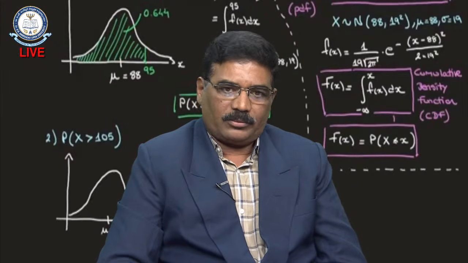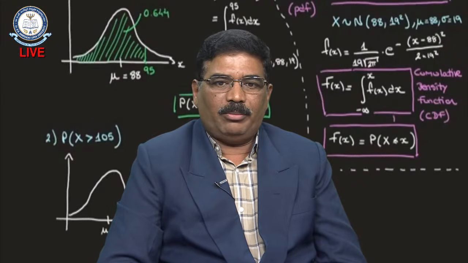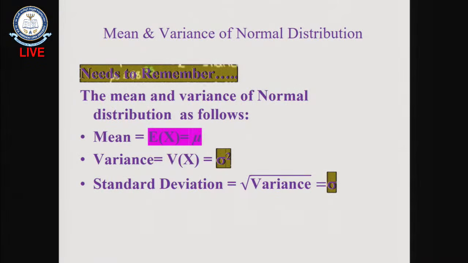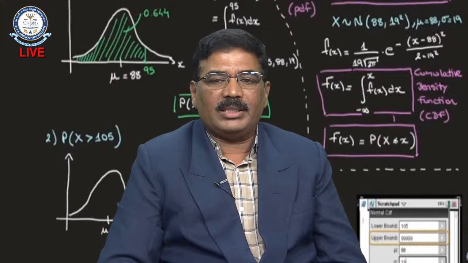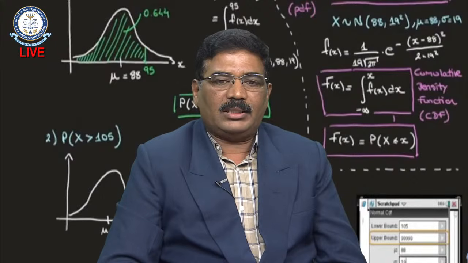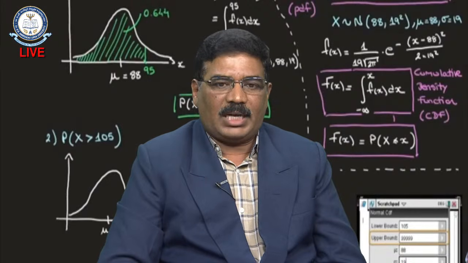Next we can go for the mean and variance of the normal distribution. Mean is equal to the expectation of x, that is, the integration from minus infinity to infinity of x times f(x) dx. We will get the value mu. At the same time, mu 2 prime is equal to the expectation of x square, that is, the integration from minus infinity to infinity of x square f(x) dx. After getting this mu 2 prime, we can get the mu 2 value, that is the variance. There is also the standard deviation, which is equal to the square root of the variance; sigma is the standard deviation.